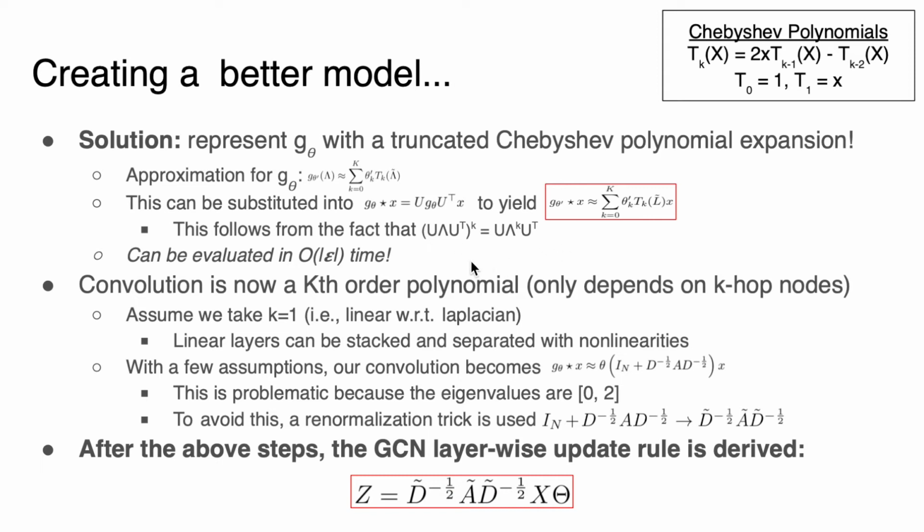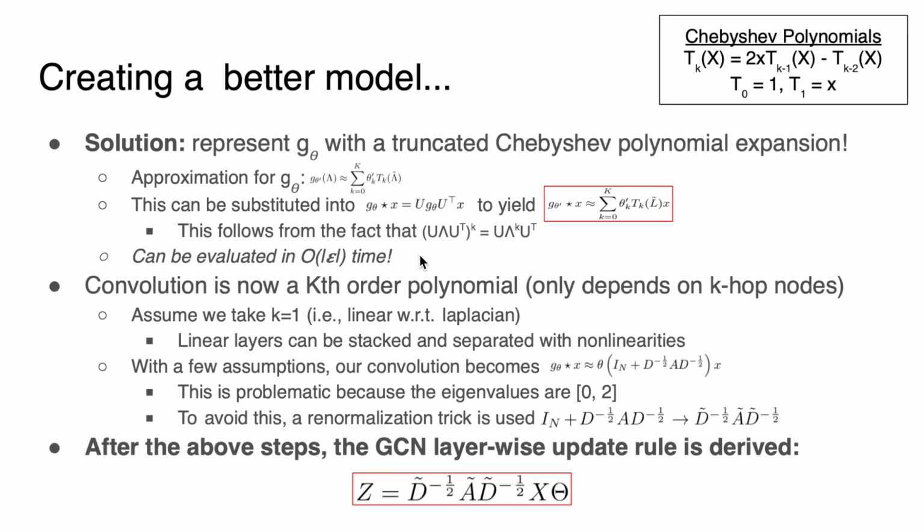And the exciting thing is that we can then take this approximation to the spectral graph convolution, seen here, and we can evaluate this in linear time with respect to the number of edges in the graph. So it's significantly faster than the formulation we saw previously for the spectral graph convolution. So we've now simplified this spectral graph convolution with the approximation that is just a kth order polynomial, which means that our spectral graph convolution only depends on k-hop nodes for a given node.